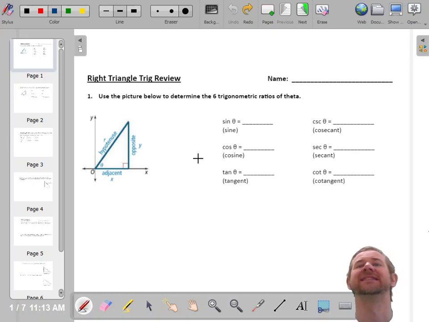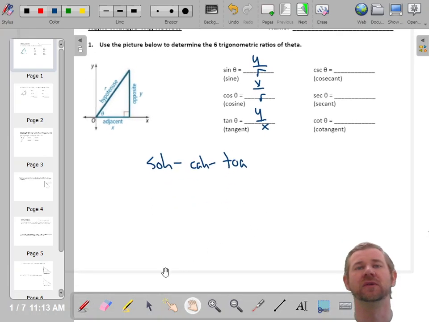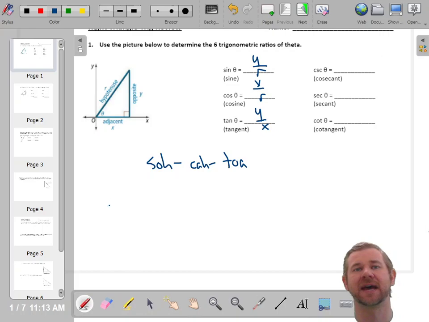So if I say, what is the sine of theta? Opposite over hypotenuse. Here the opposite is y and radius is r, so y over r. Cosine is adjacent over hypotenuse, so that would be x over r. And tangent is opposite over adjacent, which is y over x. Maybe you remember SOHCAHTOA, and that can help you, because what this is telling you is that sine of an angle is opposite over hypotenuse.